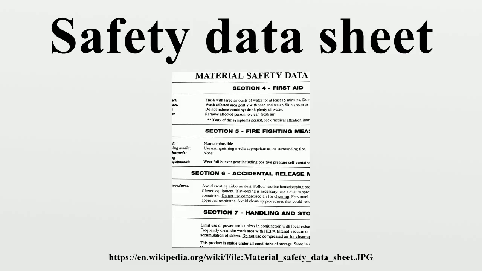Section 15. Regulatory information. 15.1. Safety, health and environmental regulations. Legislation specific for the substance or mixture. 15.2. Chemical safety assessment. Section 16. Other information. The European Chemicals Agency has published a guidance document on the compilation of safety data sheets.